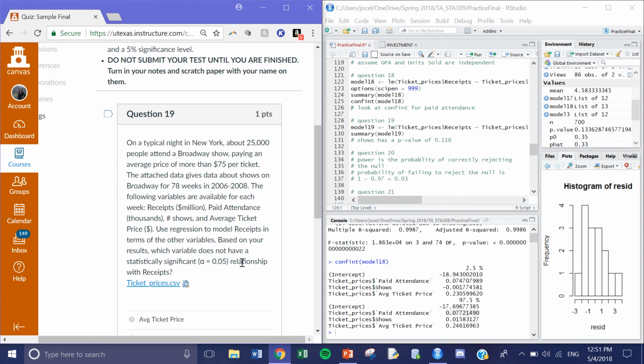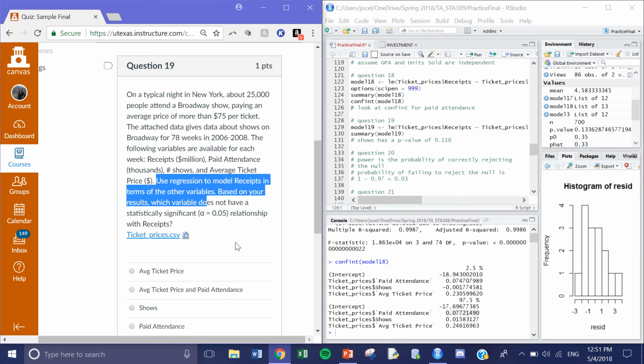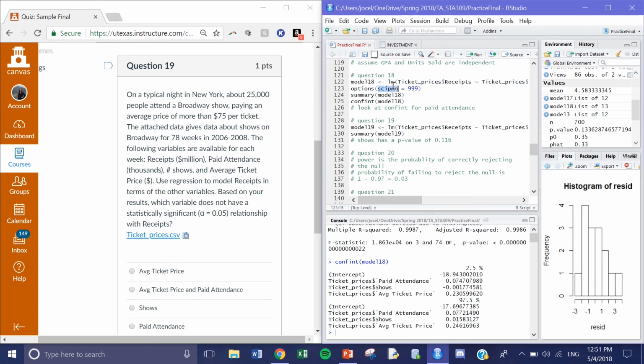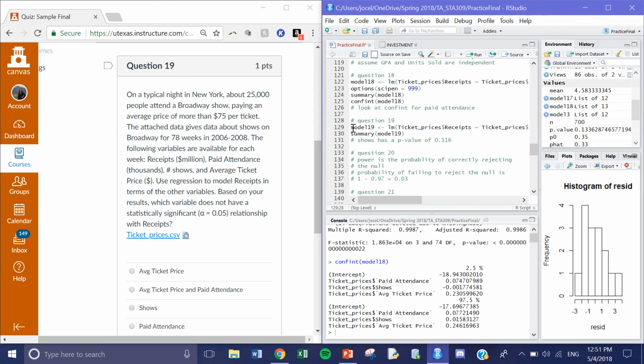Question 19. This is about that exact same data set, so I won't read the whole question again. It says, use regression to model receipts in terms of other variables. We just did that in question 18. Based on your results, which variables do not have a statistically significant relationship with receipts? So you can use this same model that you created in question 18. I just copied and pasted that exact same line of code, modeling receipts in terms of those three other variables.